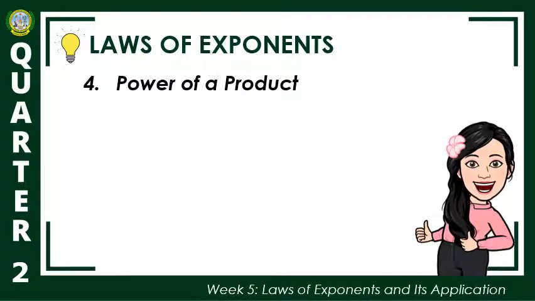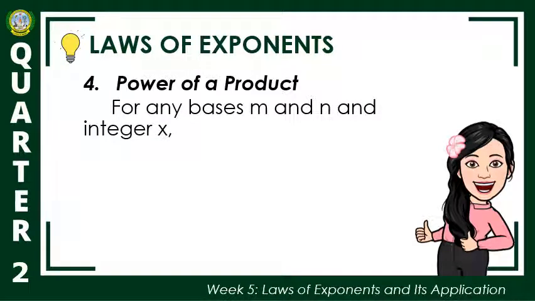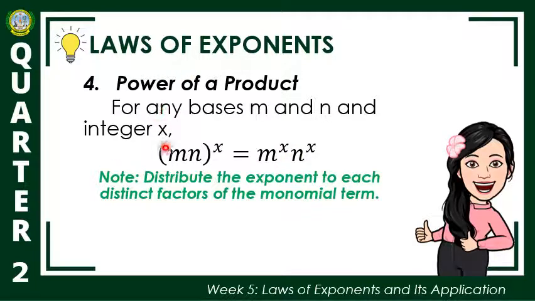The next rule is power of a product. For any bases m and n and integer x, the quantity mn raised to the power of x can also be written as m raised to x times n raised to x. As you can see, we distribute the exponent to each distinct factor of the monomial term. So, if there are 2 or more factors inside, kailangan po i-distribute natin yung exponent kada factor po.